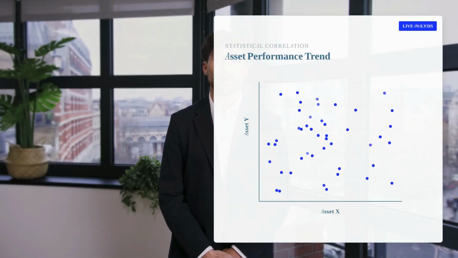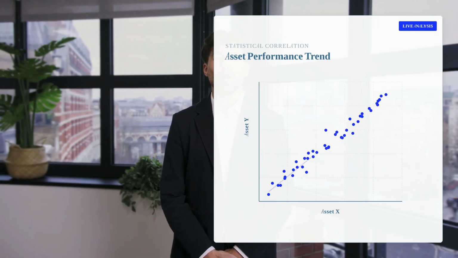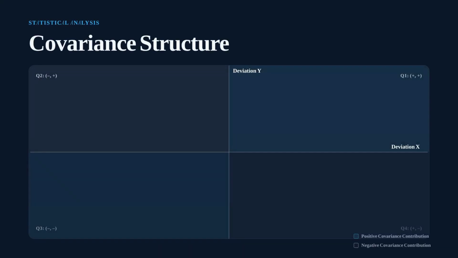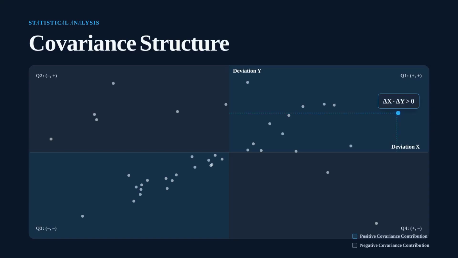A scatter plot is the fastest visual check for how two variables move together. Tight clustering around a line suggests a stronger relationship. Covariance measures joint movement. It is positive when two variables tend to be above or below their means together, and negative when they move in opposite directions.